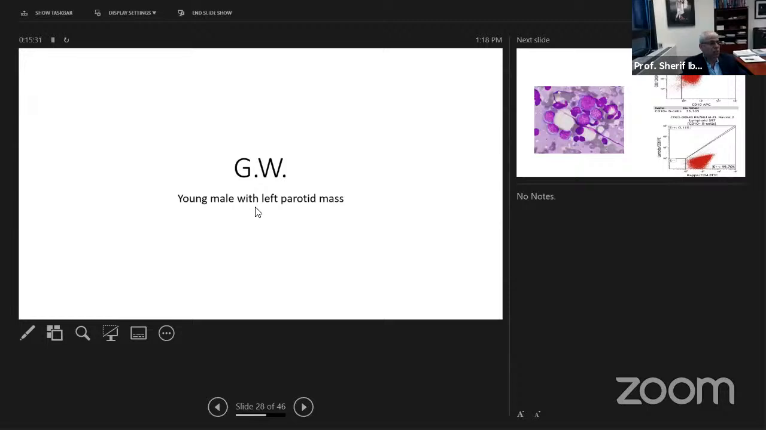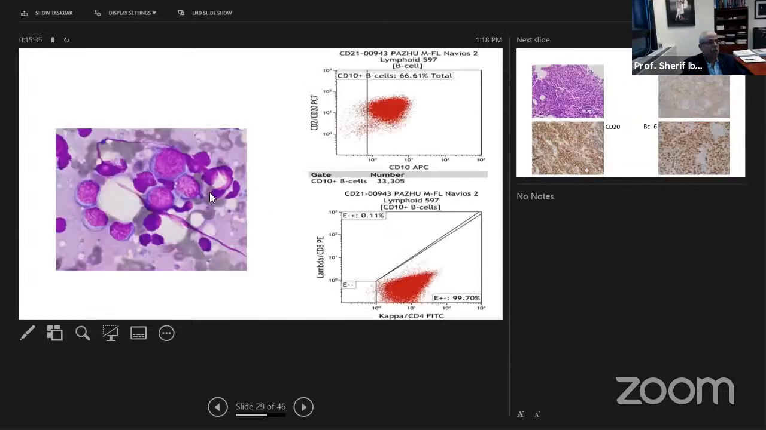Here is the third case. GW is a young male with a left parotid mass. The touch imprint is very impressive. This is an intermediate size lymphocyte. And here you can see that bluish cytoplasm with vacuoles, looks like Burkitt.